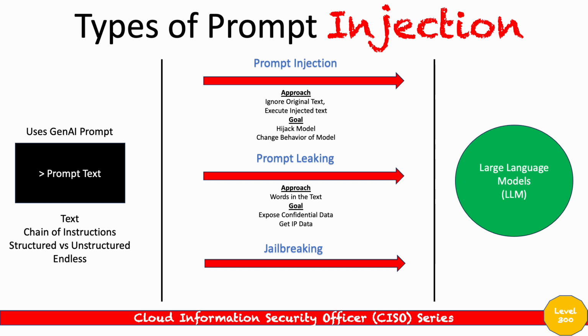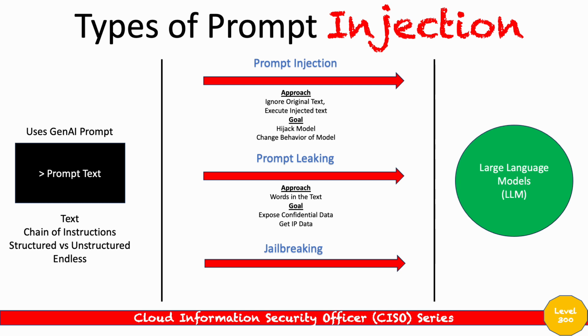That differs in strategy from prompt injection, where we're really hijacking the model, whereas prompt leaking is to reveal the data. And you could actually say that prompt leaking is an extension of prompt injection.